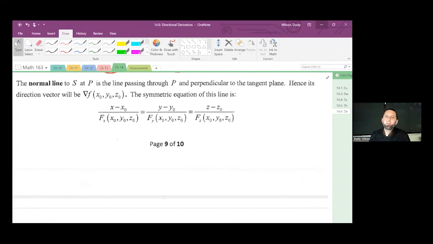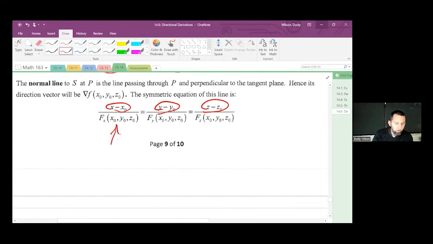Building on that same thing, the normal line to S at P is the line passing through P and perpendicular to the tangent plane. Hence, its direction vector would be the gradient. So here, the direction is the direction of the gradient. The symmetric equations of this line would be x minus x naught, y minus y naught, z minus z naught in the numerators, and the partial derivative of f with respect to x, the partial derivative of f with respect to y, the partial derivative of f with respect to z in the denominators. Those are your slopes, if you will, in the x, y, and z direction, all evaluated at x naught, y naught, z naught.